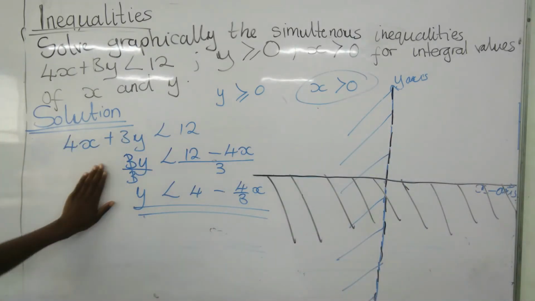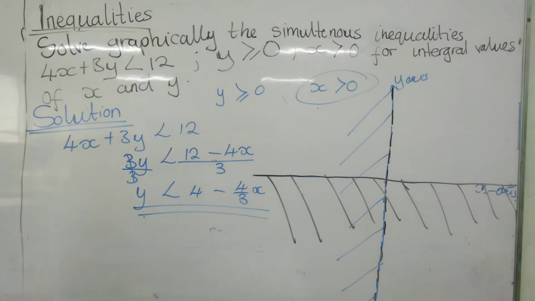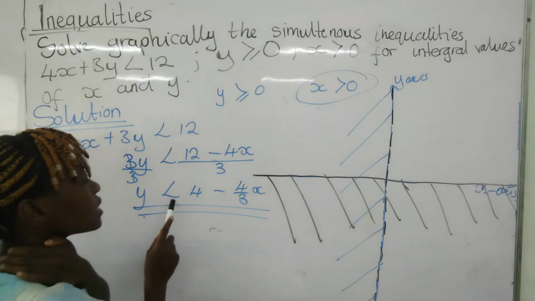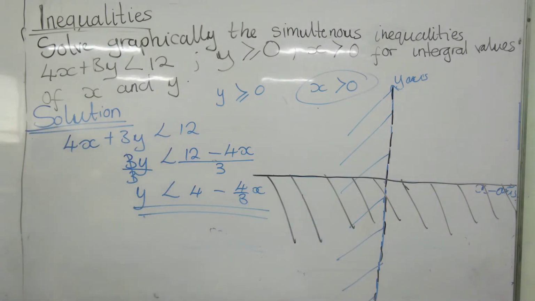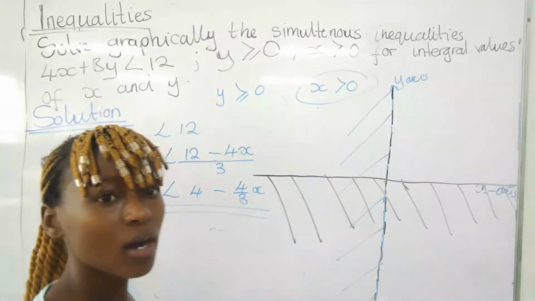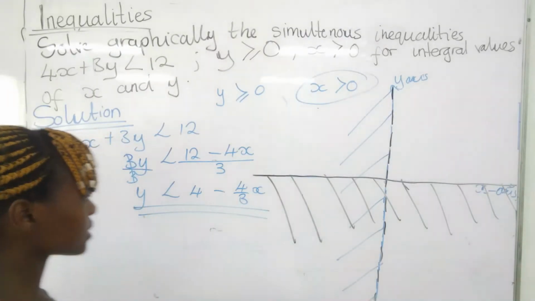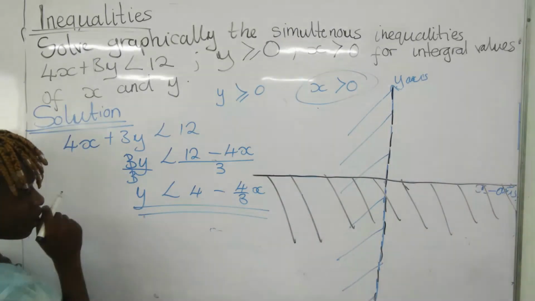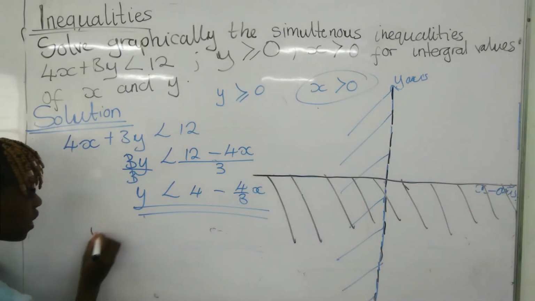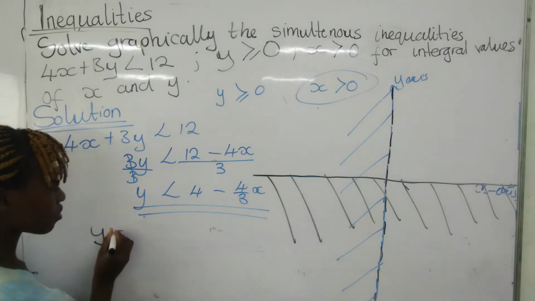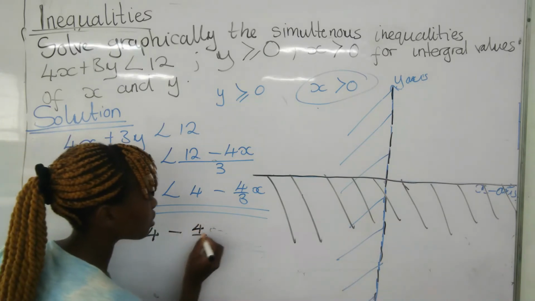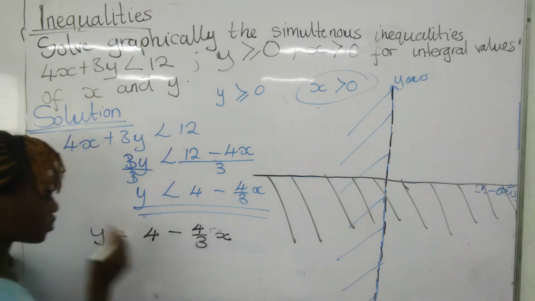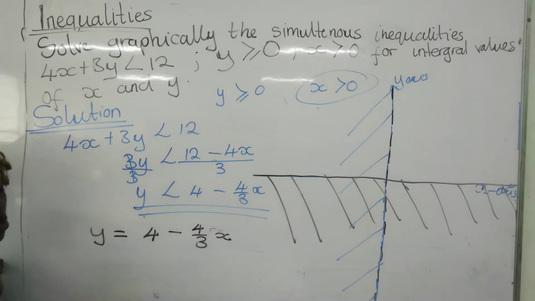Okay, now we are on our third sum. This sum reads y is less than 4 minus 4 over 3x. So we substitute first 0. We rewrite it as y is equal to 4 minus 4 over 3x. Then we substitute for the first part. You'll be substituting with 0.